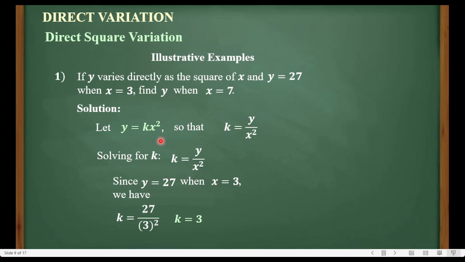Then, going back to this translated mathematical equation, we can now form the equation of variation. Taking this equation, we simply replace k here by its obtained value. And the obtained value is what? 3. So the equation would become y equals 3x squared.